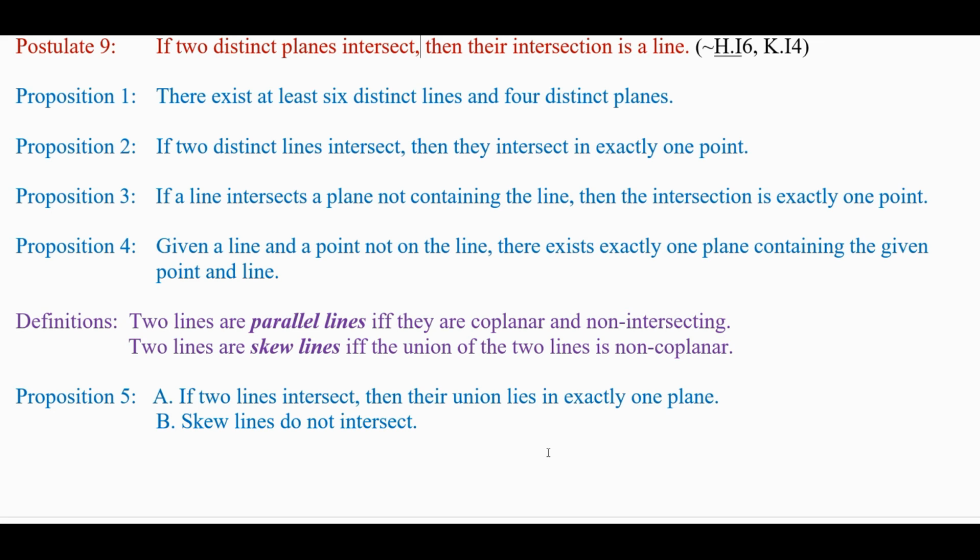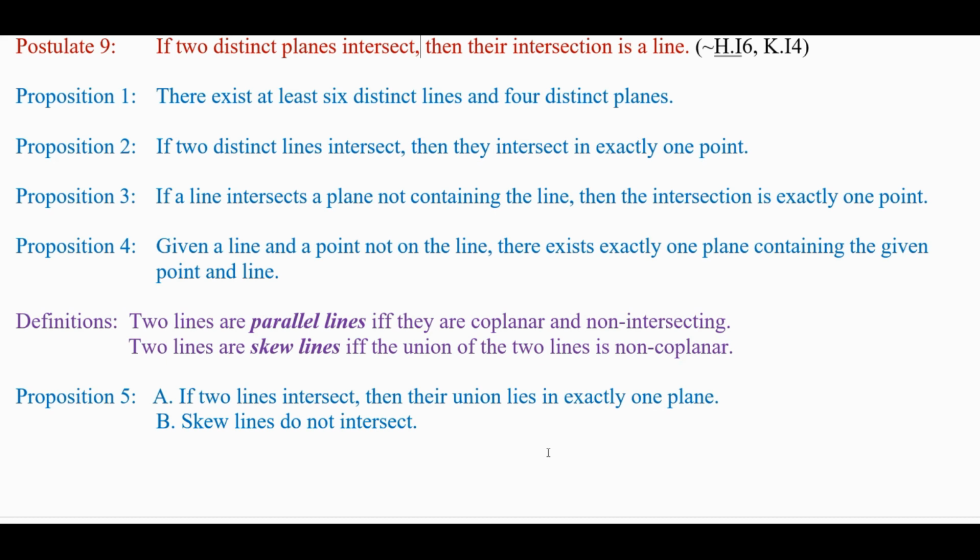Proposition 2 says if 2 distinct lines intersect, then they intersect in exactly 1 point. That's actually a consequence, I think, of just one of the postulates. Proposition 3, if a line intersects a plane not containing the line, then their intersection is exactly 1 point. Proposition 4, given a line and a point not on the line, there exists exactly 1 plane containing the given point and the line.